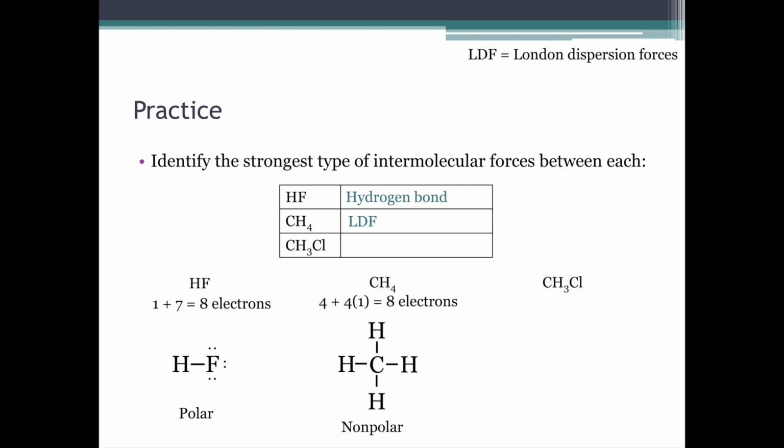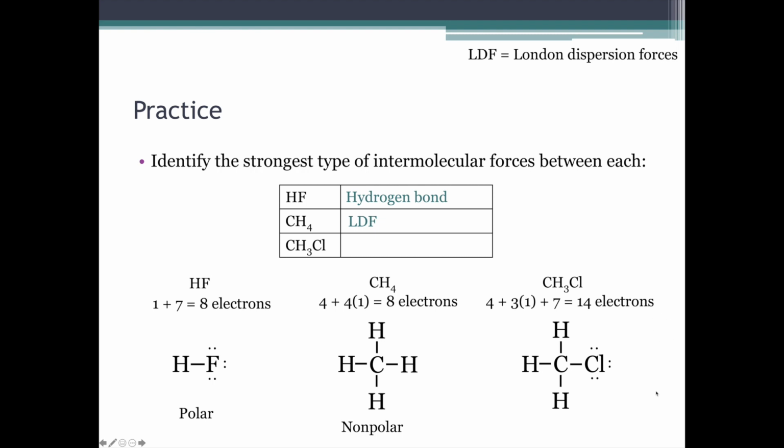Finally, I've got CH3Cl. So I've got 4 electrons from carbon, 3 times 1 for hydrogen, plus the 7 for chlorine. That's 14 electrons. Carbon's in the center. I'll surround it by 3 hydrogens and 1 chlorine, and it does not matter where you put the chlorine. Connect them with single bonds. Now hydrogen is happy with their duets, carbon is happy with 2, 4, 6, 8, but chlorine only has 2 electrons. So I need to give it 3 lone pairs, 6 more electrons to reach 8. So I've got 2, 4, 6, 8, 10, 12, 14 electrons.